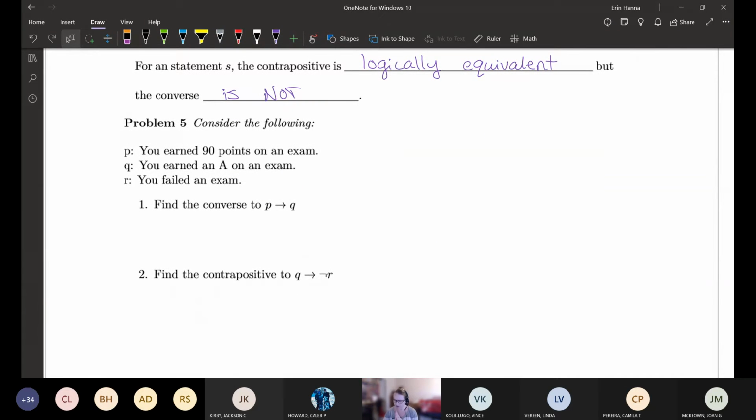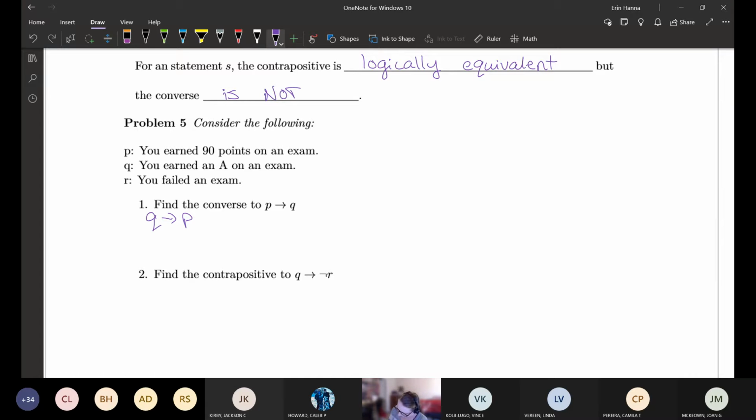So say we want to consider the following. P is the statement you earned 90 points on an exam, Q is the statement you earned an A on the exam, and R is the statement you failed an exam. So the first thing we want to do is find the converse to P implies Q. Well, the converse in symbols would be Q implies P. So the converse, remember, you just flip it. It's the contrapositive that we do the extra bits to. So now let's go ahead and write it out in terms of the English statements that we have.